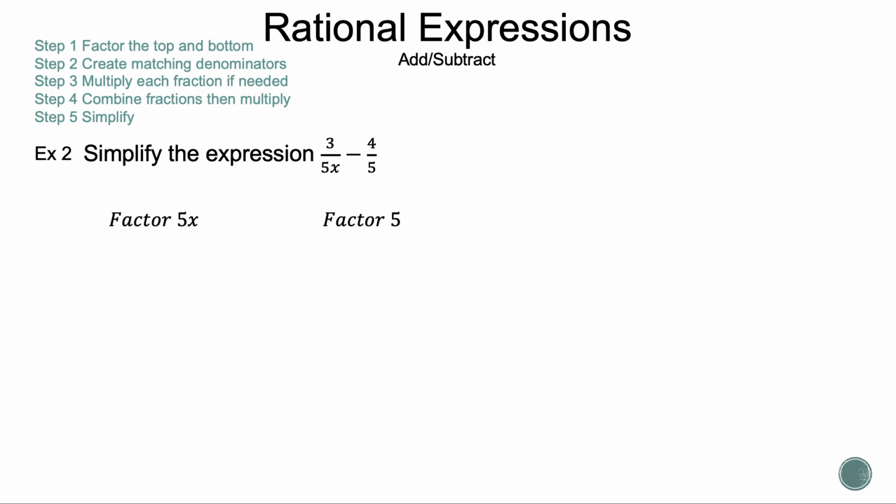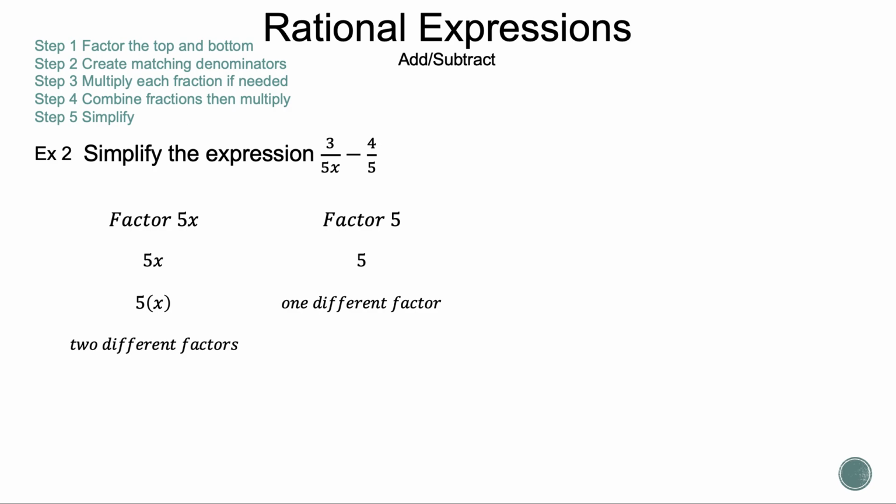Now, let's take a look at the denominators by factoring 5x and 5. Let's start with 5x. How many different factors do you think we have with 5x? That's correct, 2 factors, 5 and x. Although we read it as 5x, it is really 5 times x. That's why we have 2 different factors. Let's continue with 5. 5 is prime, so we only have one different factor.